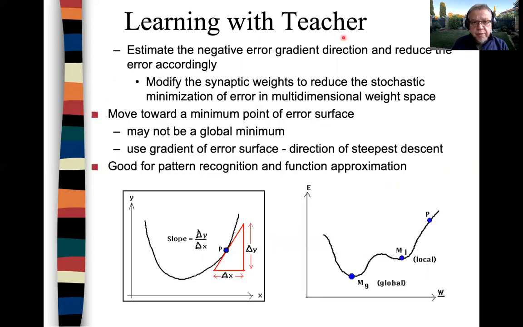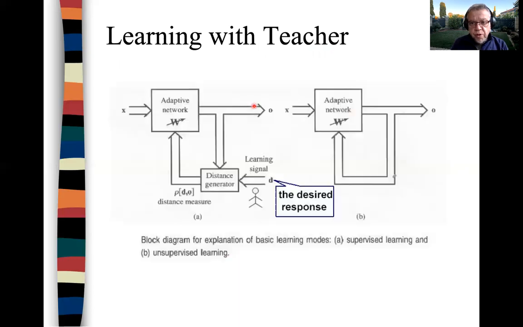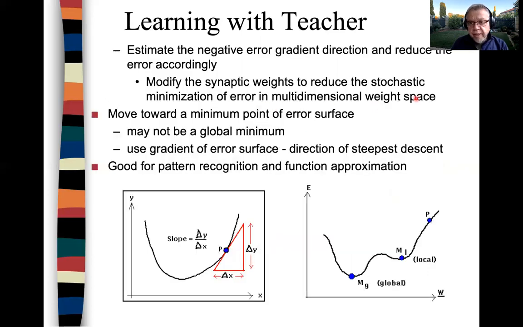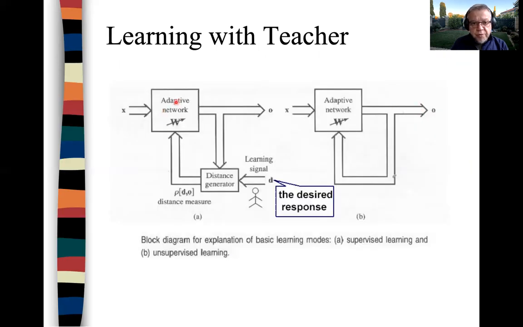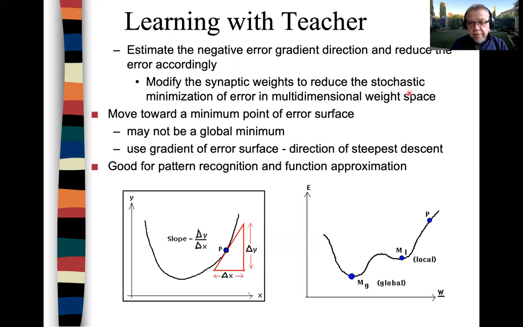That's why learning with a teacher estimates the negative error gradient direction and reduces the error accordingly. So it modifies the synaptic weights to reduce the stochastic minimization of the error. Your goal is to minimize this error in a multi-dimensional weight space. For example, in the case of a multi-layer perceptron you have a large number of weights, so it is a multi-dimensional weight space. You move towards a minimum point of the error surface. It may not be a global minima, so you may get stuck sometimes.